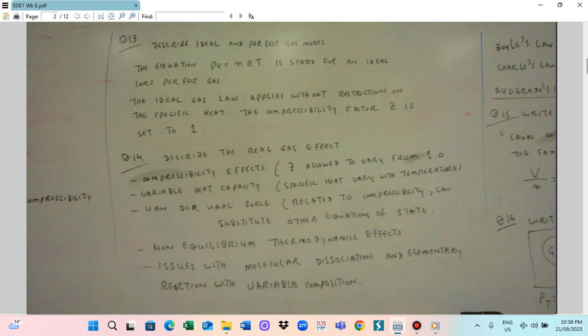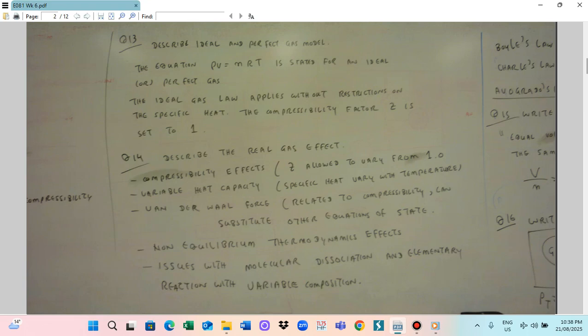It also has a variable heat capacity. So the specific heat value must vary with the temperature. And also between the gas molecules, there will be a force between the gas molecules, which we call the Van der Waals force. So they also relate to the compressibility and can be substituted into the other equation of state. And also the non-equilibrium thermodynamic effect.